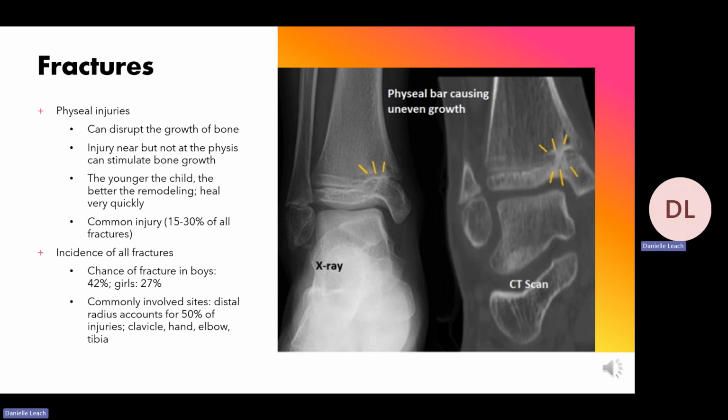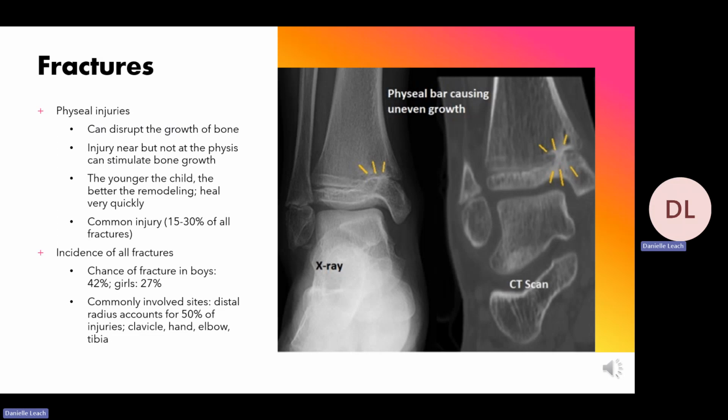So starting to talk about fractures, one of the types of fractures that a child can have is a physeal injury. So remember, the physis is the growth plate. So it's basically a fracture that's at or around the growth plate. So this can disrupt the growth of the bone. So there is a chance that if a child does have a fracture right at their growth plate, it can maybe stop growth of the bone or can cause some sort of deformities.